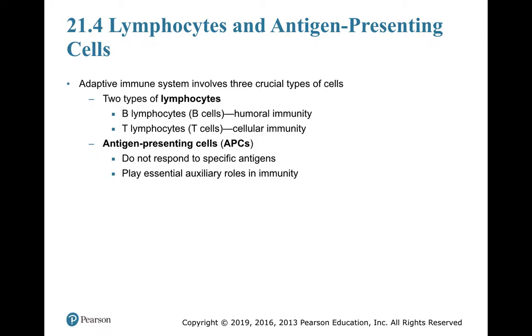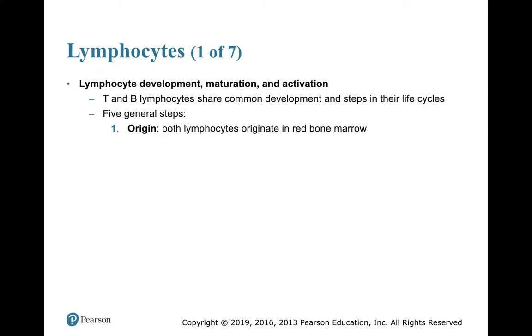Okay, the adaptive immune system involves 3 types of cells. I said 2 types of lymphocytes. The ones that produce antigenic responses are B cells and T cells. But B cells and T cells do not work very well if they do not have antigen-presenting cells. Antigen-presenting cells, or APCs, don't respond to specific antigens. They're part of the innate response we saw before, but they do play an essential role in getting immunity started and going. So lymphocytes develop, mature, and activate in order to do their jobs.